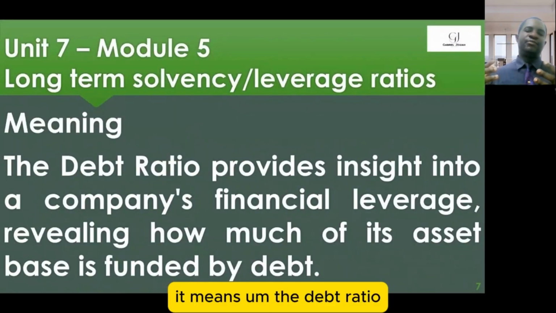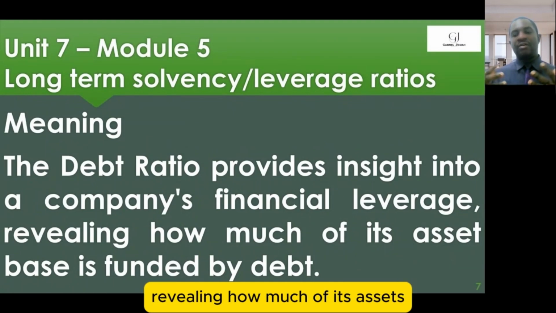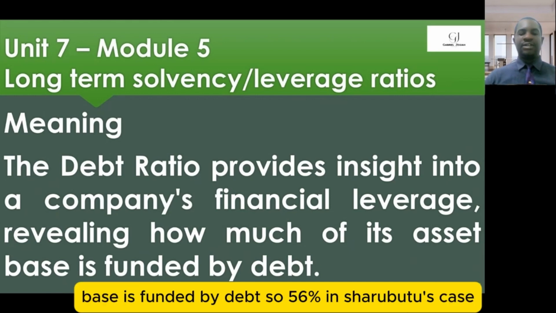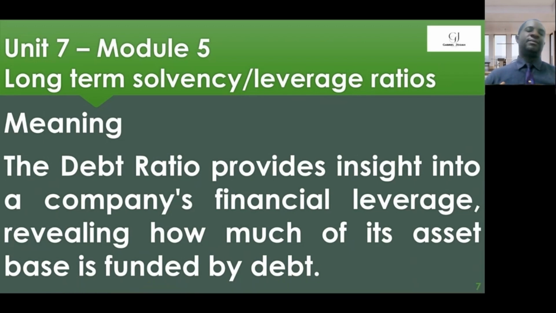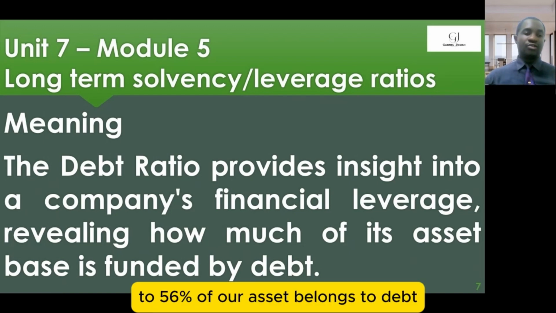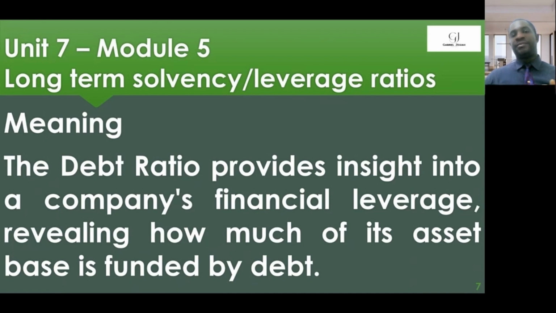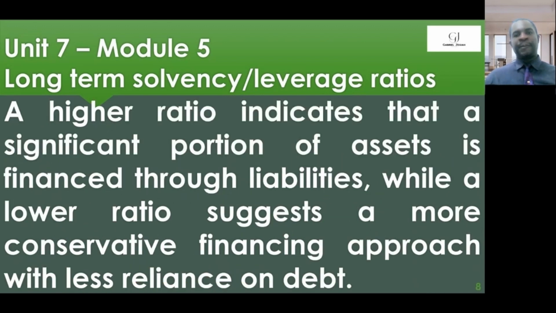It means the debt ratio provides insight into a company's financial leverage, revealing how much of its asset base is funded by debt. So 56% in Shalobutu's case is the asset funded by debt. So 56% of our assets belongs to debt. So 44% is left for the internal providers of capital, or the shareholders of the company.